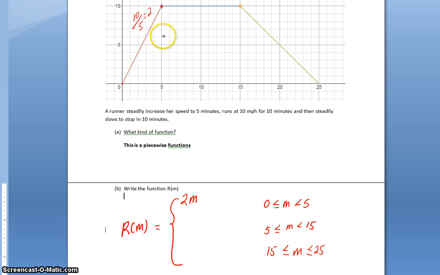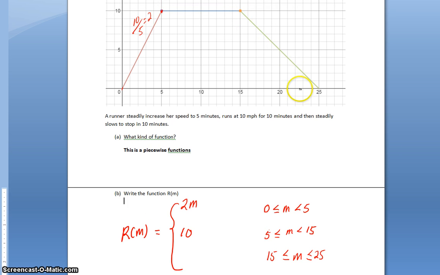Second piece, between 5 and 15, is a constant value. It's a horizontal line. All the horizontal lines have a constant value, 10, meaning whatever m you pick between 5 and 15, you always get 10.